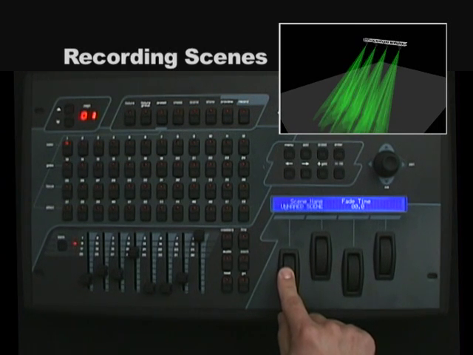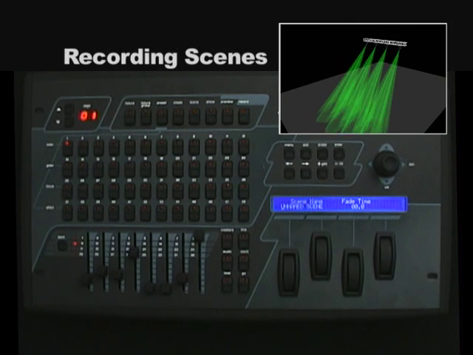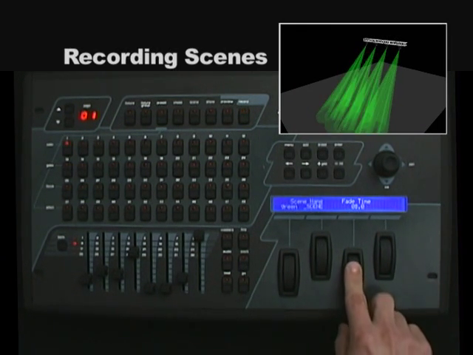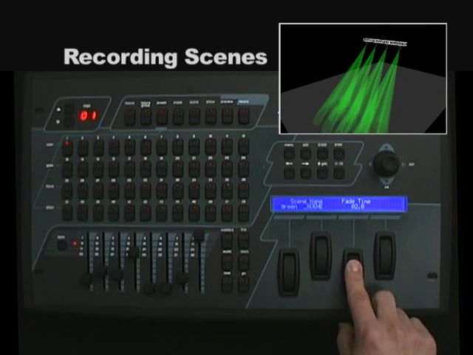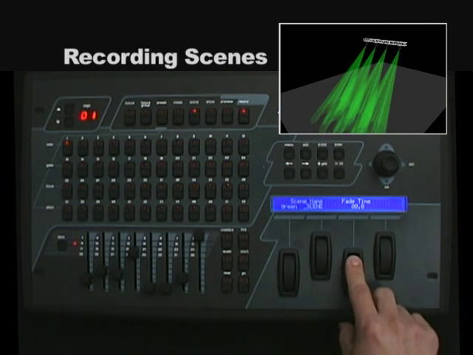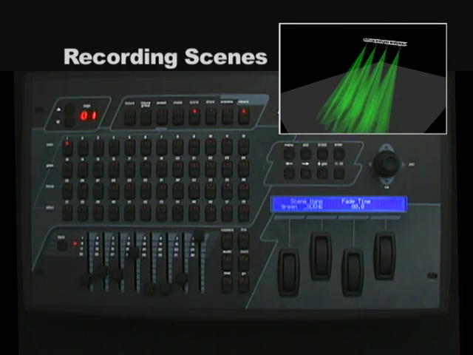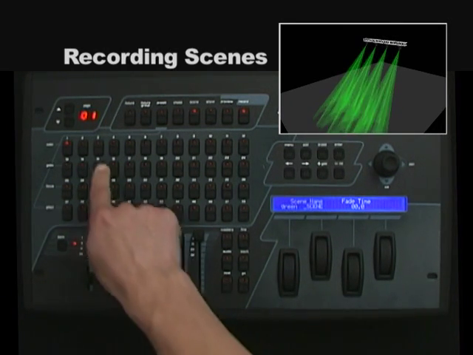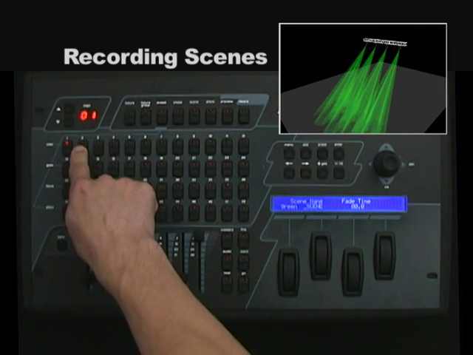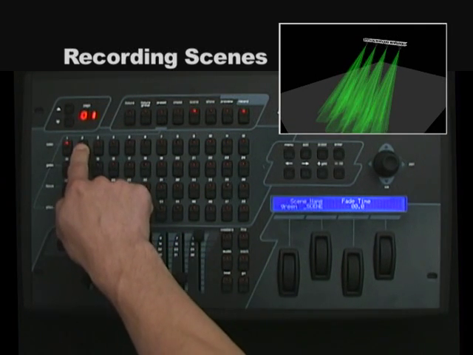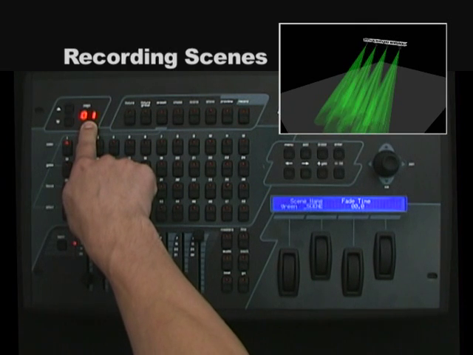I've connected an external keyboard which will allow me to name the scene a lot faster. I've named my scene Green Scene. I can then use data wheel 3 to add a fade time to it. If you leave it at 0, there will be no fade time. To store the scene, select one of the 48 number switches on the page that you desire to store the scene to.